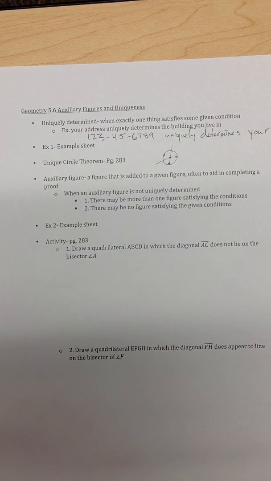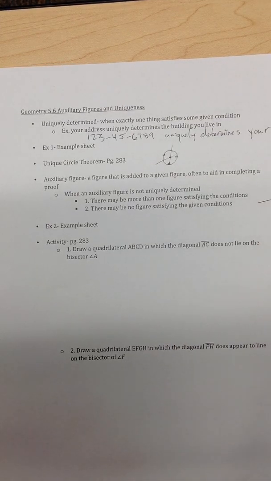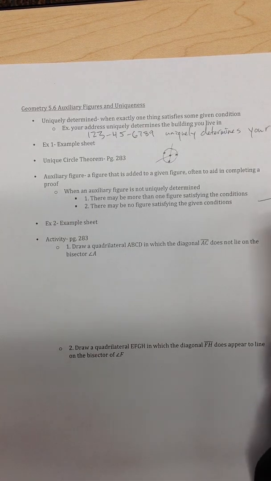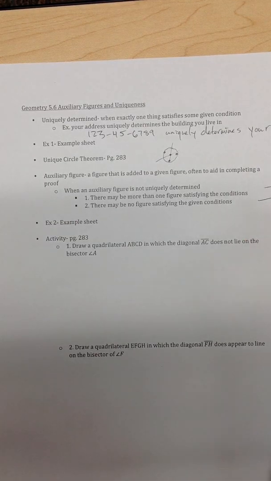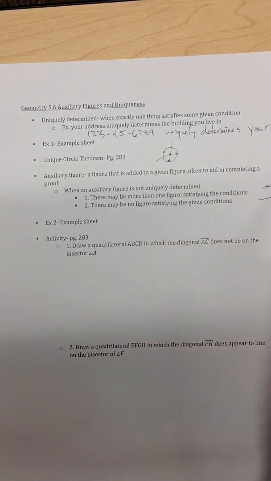going on. So say maybe you had something like that, and then some line like that, but then you wanted to say something about a line that was parallel there. You could add that extra line in there, and that would be like an auxiliary figure that would help figure out what's going on in the proof. So it's just an extra picture that's added on to your original picture to help you solve.